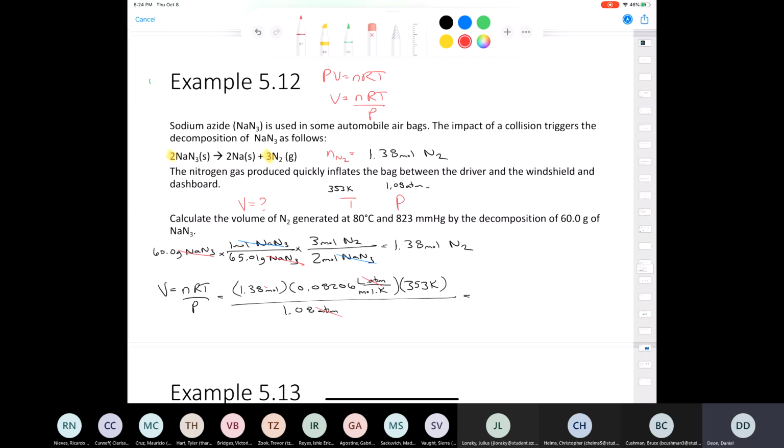Atmospheres cancel, moles cancel, Kelvin cancel, and we're left over with units of volume. And we get 37.0 liters. So that's the volume of nitrogen that's produced when we have the decomposition of 60 grams of sodium azide at 80 degrees Celsius and 823 millimeters of mercury.